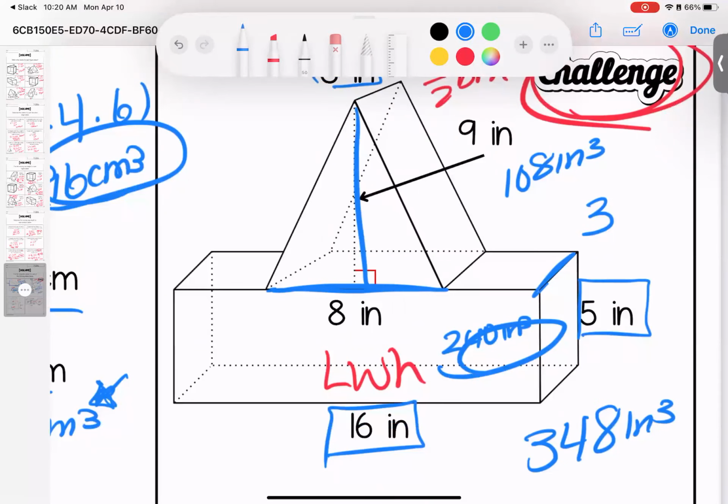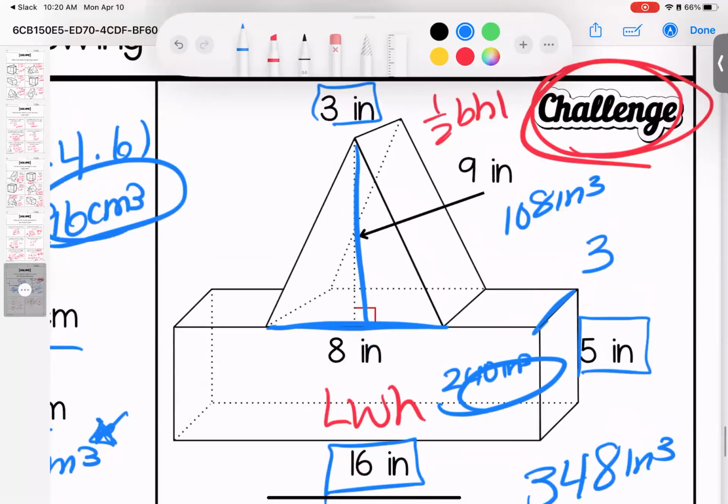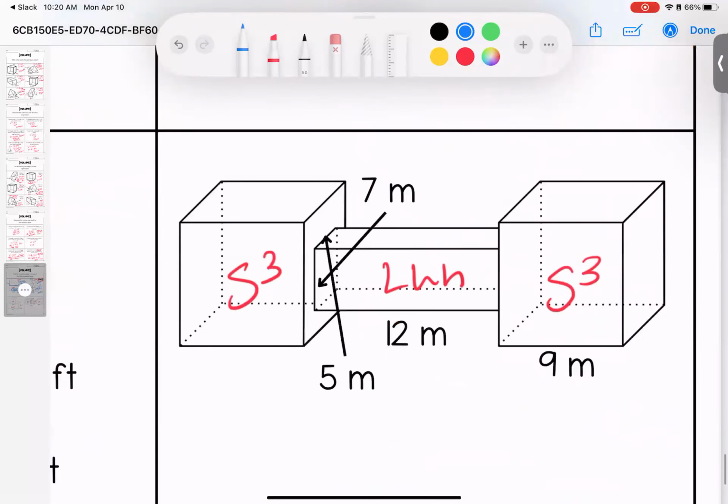Again, this was a challenge. If you have questions on where I got those measurements, please let me know, but we're having to utilize the shapes in comparison to each other. Down here, another bit of a challenge. Our cubes are congruent, so I only labeled one of them.